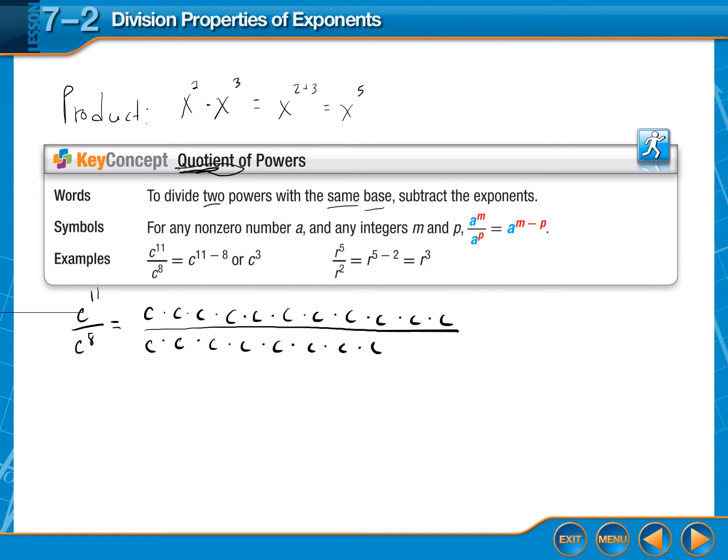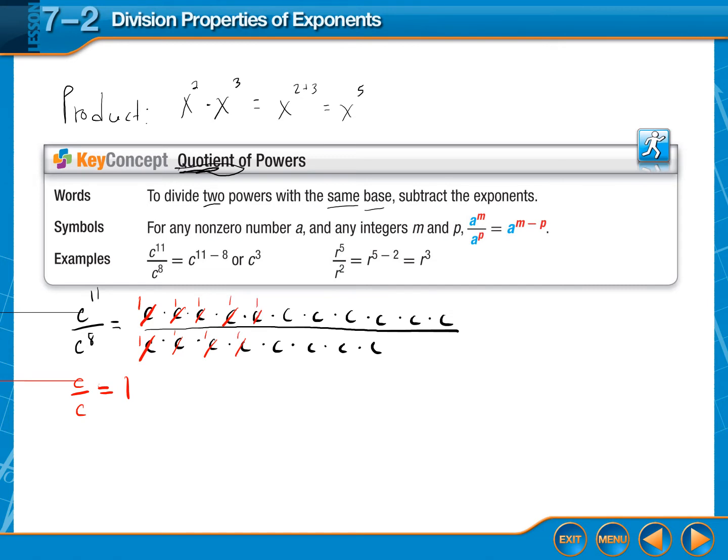Now let's think about what it means when we have a fraction. Anything divided by itself simplifies to 1. So think back to what we know about fractions. When we have the same value in the numerator and the denominator, they cancel each other out and they become just 1. So here I've got c and c, so I can cancel those out and they become 1. And I can do that with every set of c's that I have, as long as there's 1 in the numerator and 1 in the denominator.